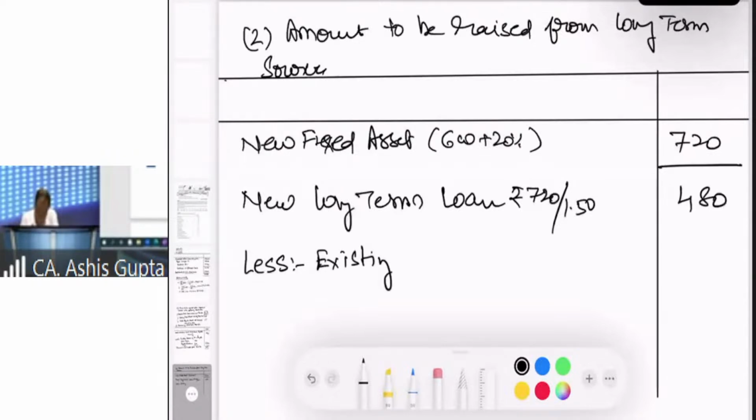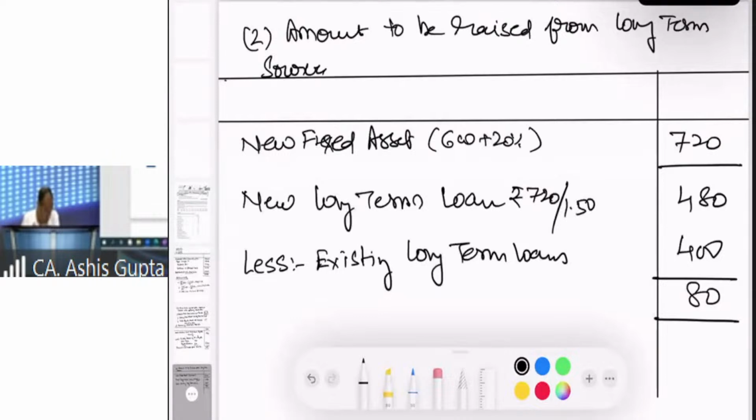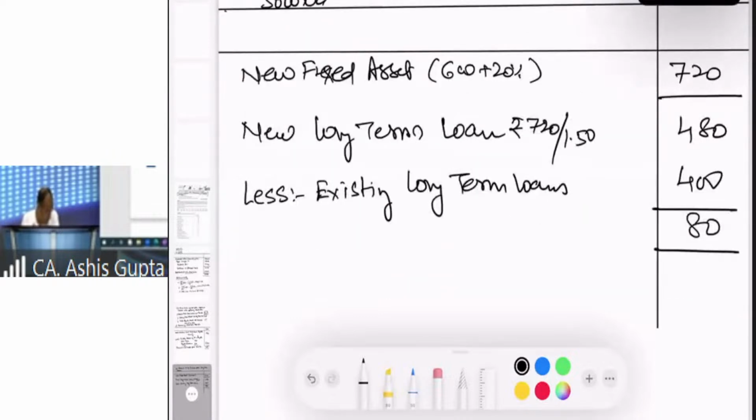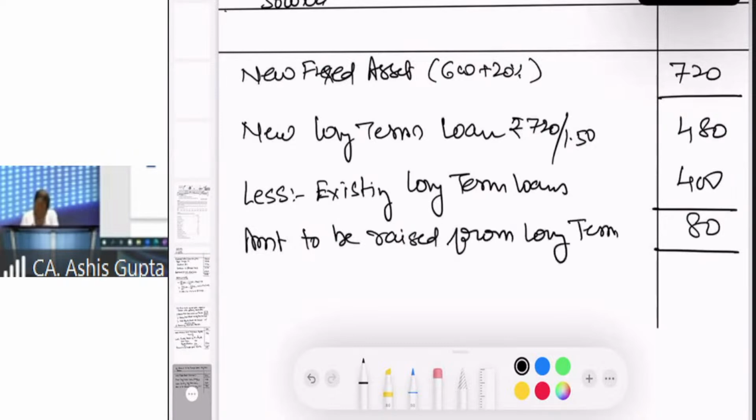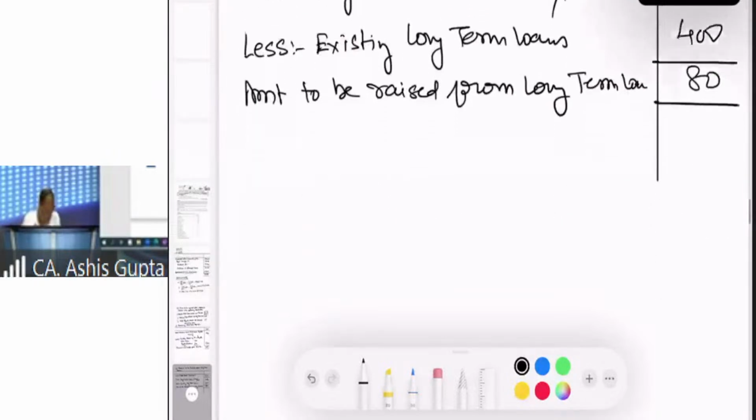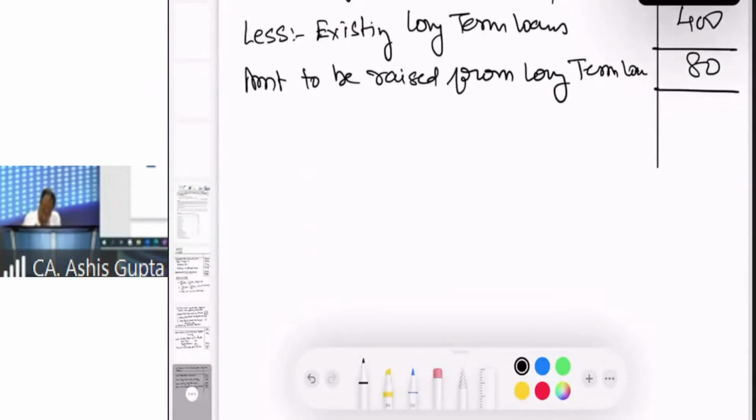Less existing long-term loans. Okay, so this will be the amount to be raised from long-term loans. Okay, now next is the amount to be raised from equity.